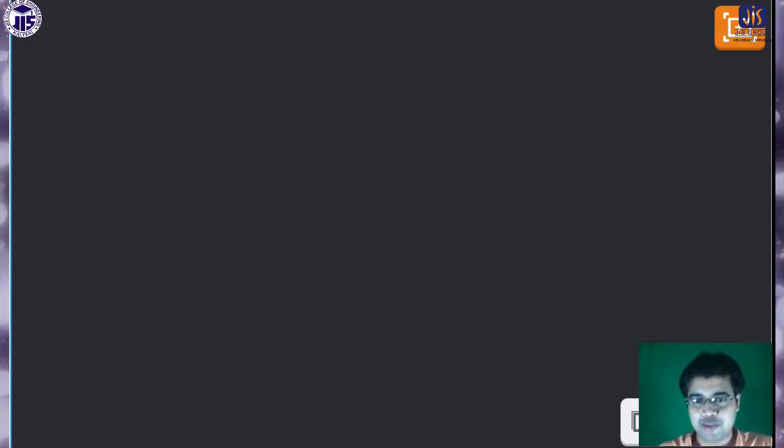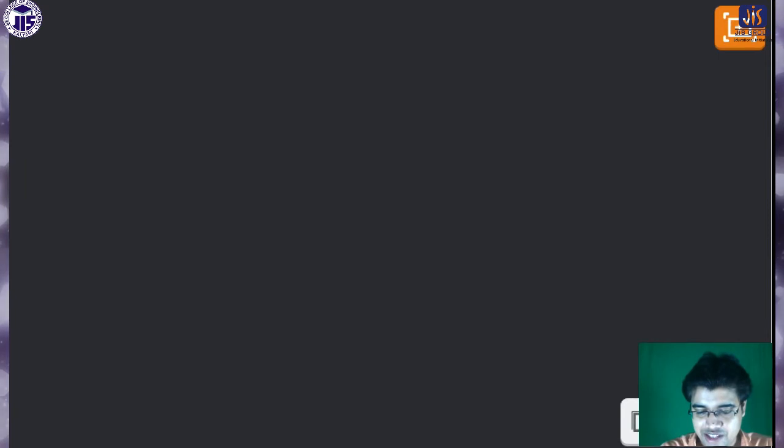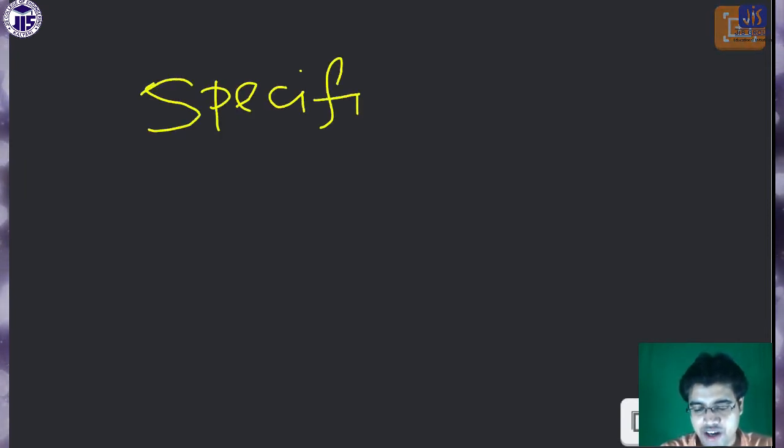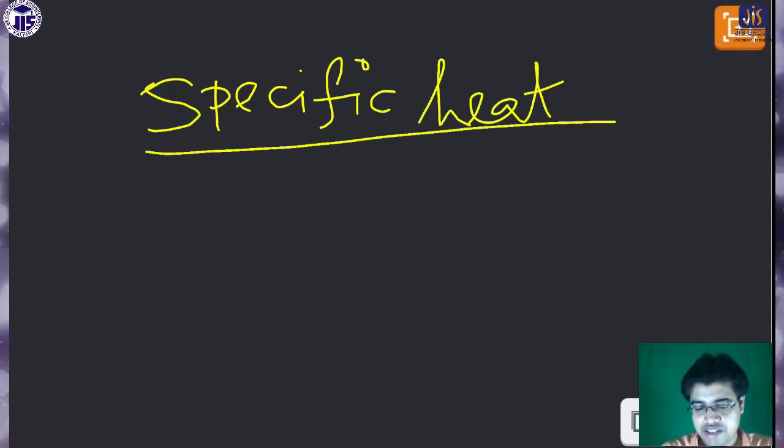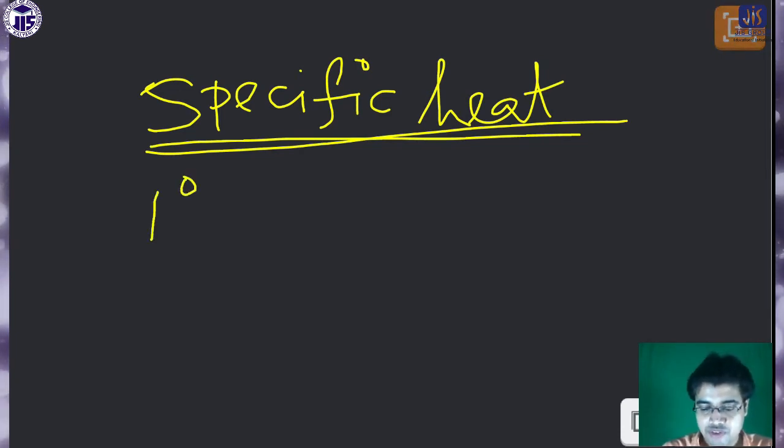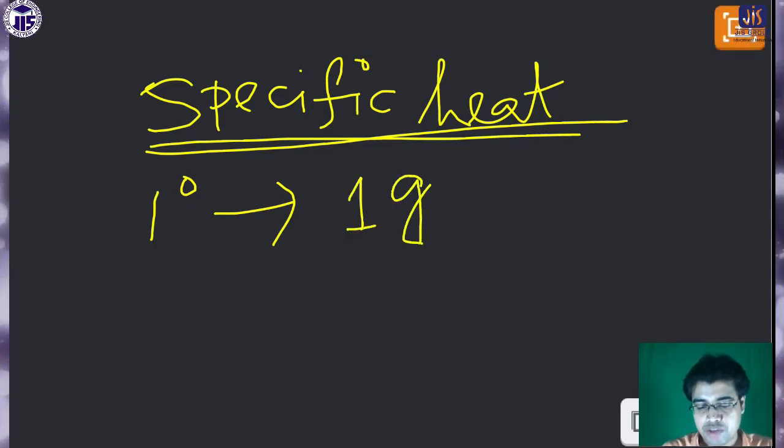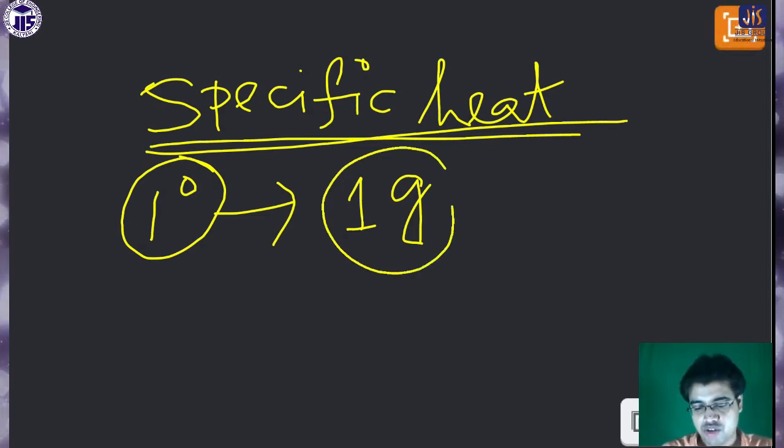First of all, what is the specific heat? How can we define the specific heat? Specific heat can be defined in this way: it is the amount of heat required to raise the temperature by 1 degree for 1 gram of the substance. This is called the specific heat.